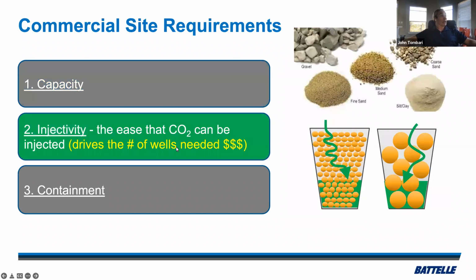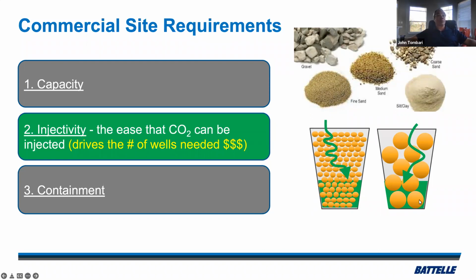The next critical economic factor for a commercial site is injectivity. Now that we have found a site, how easy is it to get the CO2 injected into those formations? This is largely related to an earth property we call permeability, and the easiest way to think about that is it's related to the size of the grains.